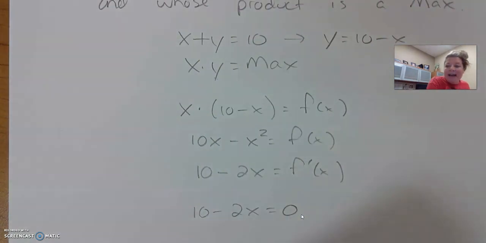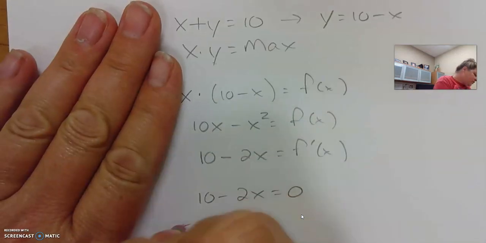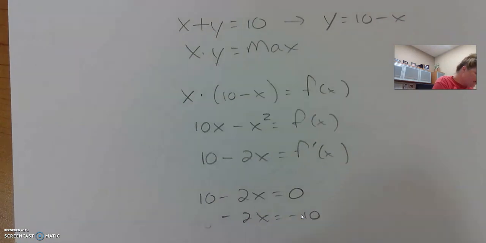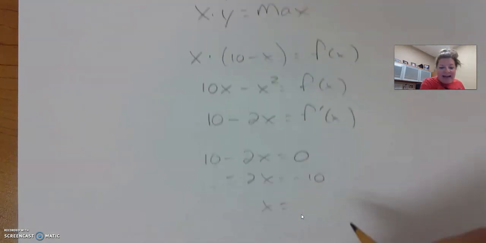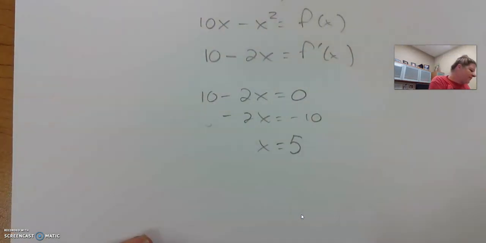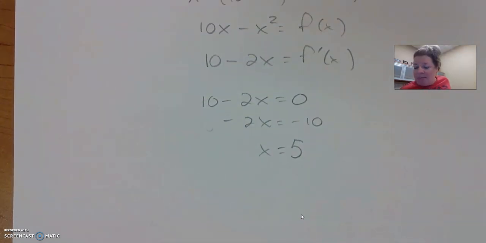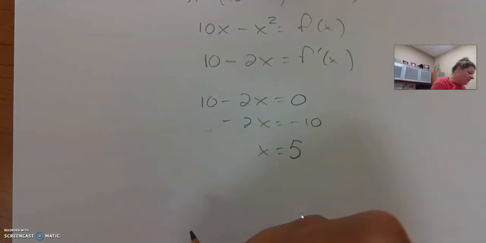So I'll minus the 10. I don't think I need to show that. I think y'all got that. Minus 2x equals negative 10. Divide by negative 2 and I get positive 5. So we have one value at 5 that could possibly be our max or min. How can we double check that this is concave the right way and that that's the max or absolute max or min? We can do that with the second derivative.